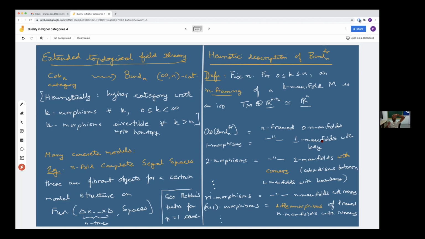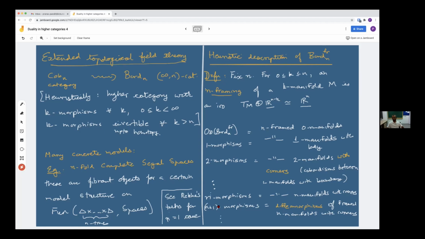Now a square has corners, right? It's not a manifold with boundary, it's a manifold with corners. And I also have to carry along the framings in this process, all the way up to level n, where the objects are n-framed n-manifolds. So they're n-manifolds with a trivialization of the tangent bundle.